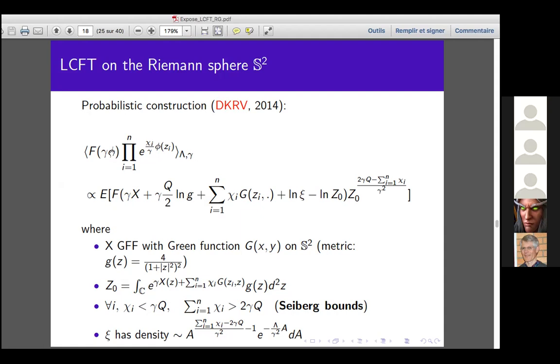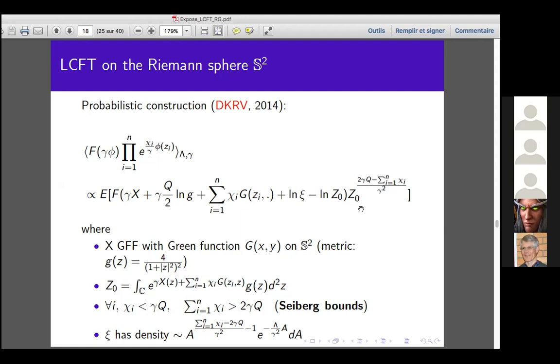And I also have to add to my Gaussian free field a sum of logarithmic singularities with weight chi i. So it's a function of the Gaussian free field plus this explicit factor plus the sum for i equals 1 to n of chi i times the Green function taken at a point z and at point zi. So this creates the logarithmic singularities around the point zi, plus the log of a random variable which is distributed according to the gamma distribution, which is written here. So it's an explicit density, minus log z zero, and I reweight my probability space by a certain power of z zero.